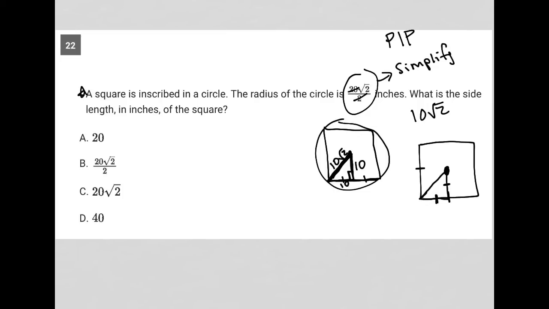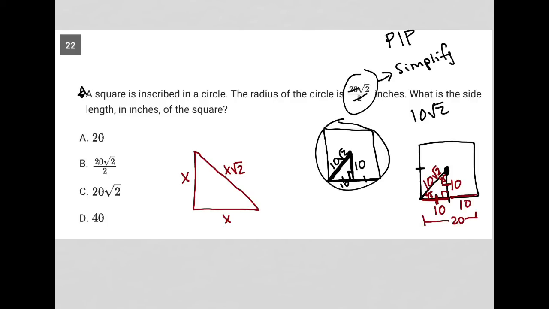And maybe I should use a different color to make it clear. So this leg of the right triangle must be equal to this leg of the right triangle, making this a 45, 45, 90 right triangle. If I know that this is 10 root 2, that makes these two sides equal to 10, because in a 45, 45, 90 right triangle, the side lengths are x, and the hypotenuse is x root 2. So I just reverse engineered that thought process. So again, if this is 10, then so is this, so that makes the whole side length of the square equal to 20. So each of these side lengths are 20.